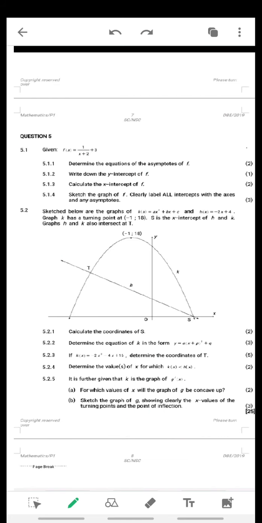Okay, and then now for B, 5.2.5b, sketch the graph of g, showing clearly the x values of the turning points and the point of inflection. Remember, when we go to cubic function, what is the relationship between a cubic function and a parabola? This is the relationship. The x-intercepts of a parabola are the turning points of a cubic function. And the turning point of a parabola is the point of inflection of the cubic function.